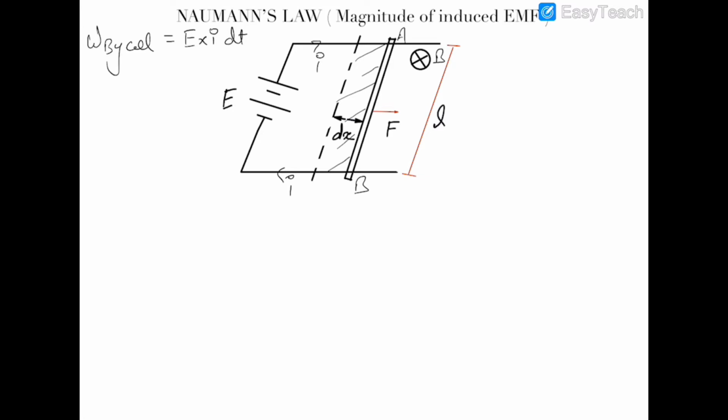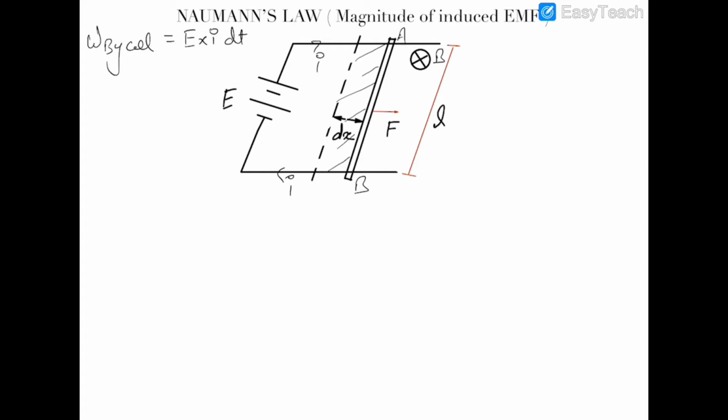So by using Fleming's left hand rule, pointing the first finger of your left hand in the downward direction, in the direction of the magnetic field, and the second finger in the direction of current, which is from A to B, the thumb will point towards the direction of force. You can use this rule right now, and you can see that the direction of the force would be towards the right hand side.